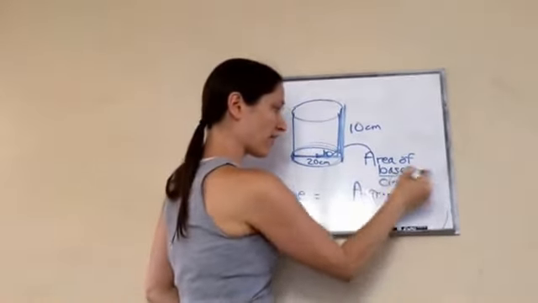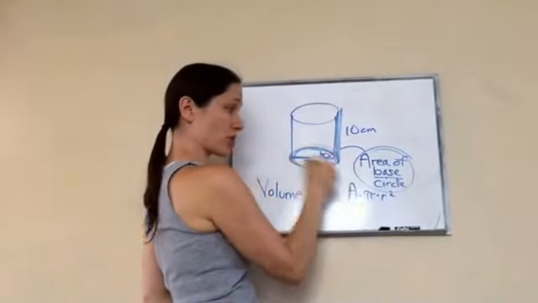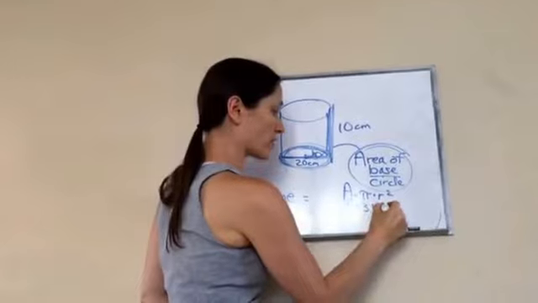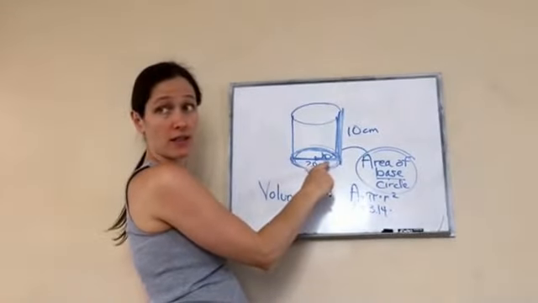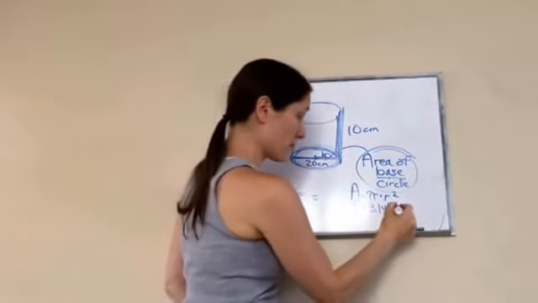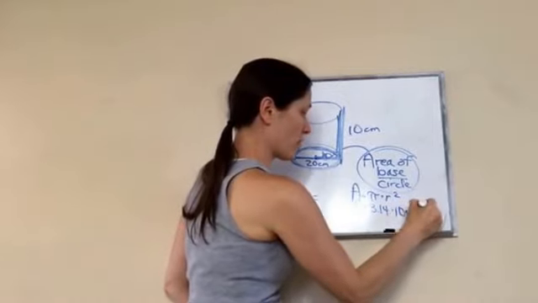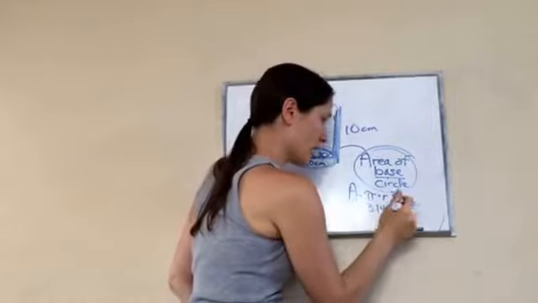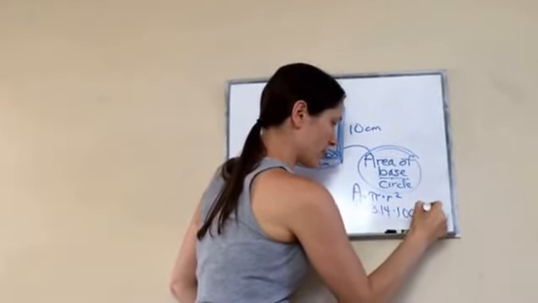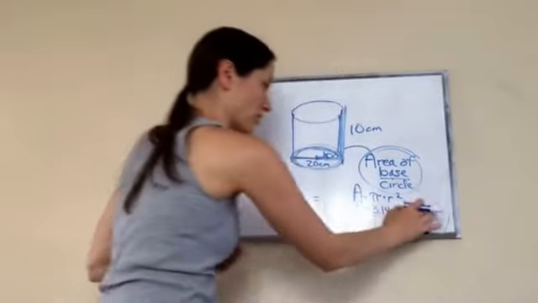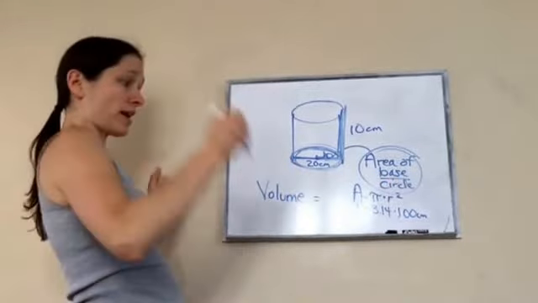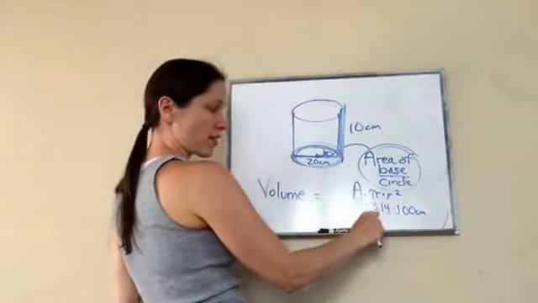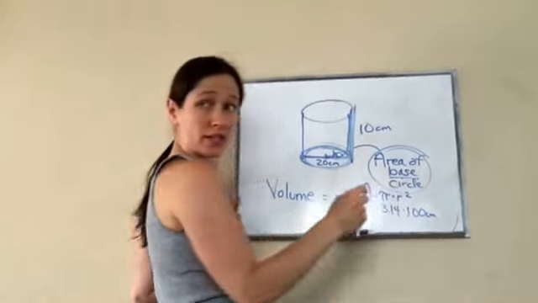So I'm going to figure out the area of this base, which is a circle. So I'm going to say A equals 3.14 times, what's my radius? 10 centimeters squared. And 10 times 10 is 100 centimeters squared. Okay, so it's 100. Got what I'm saying? So now I'm going to take 3.14 times 100.